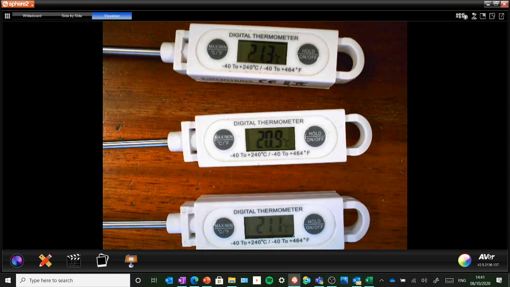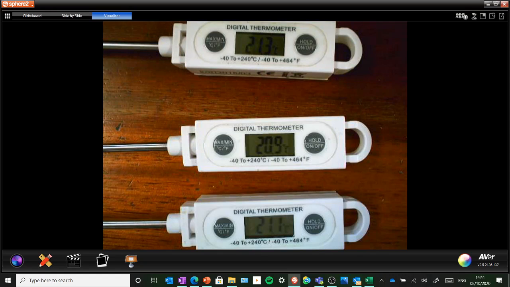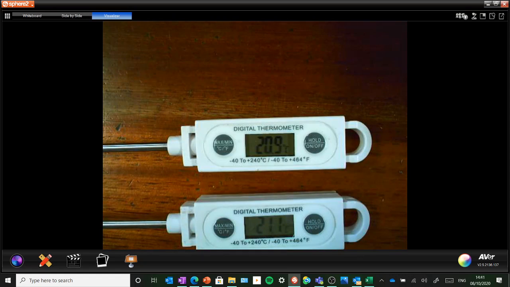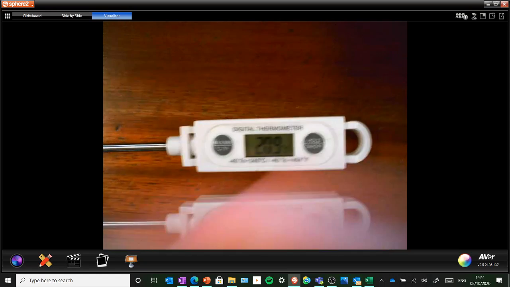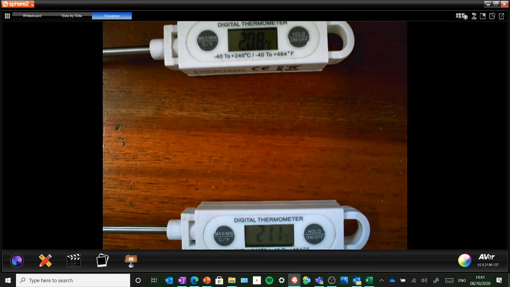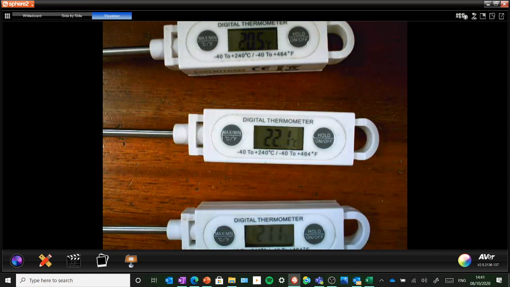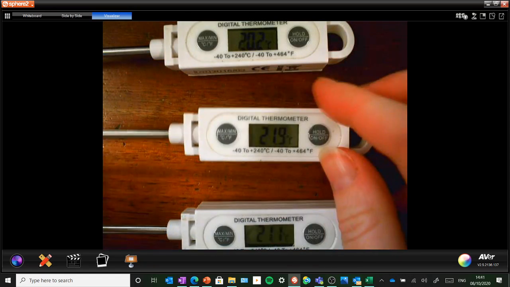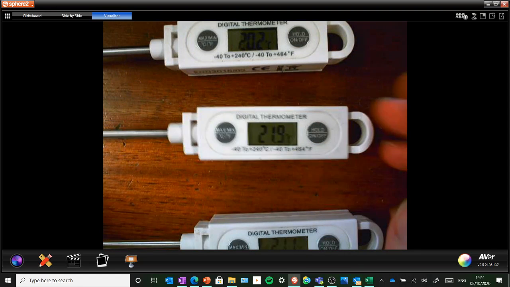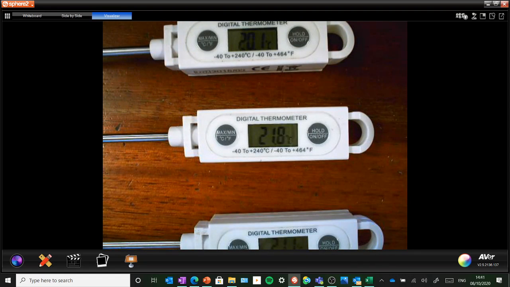What I'm going to do is soak the top one in acetone, which smells like nail varnish remover. The middle one I'll put in water, and the bottom one I'll just leave in the air. Sorry you can't see it very clearly, but the top one is now 20.2. The middle one has gone up a little bit because it's room temperature water, but it's going down slightly, and the bottom one hasn't changed at all.